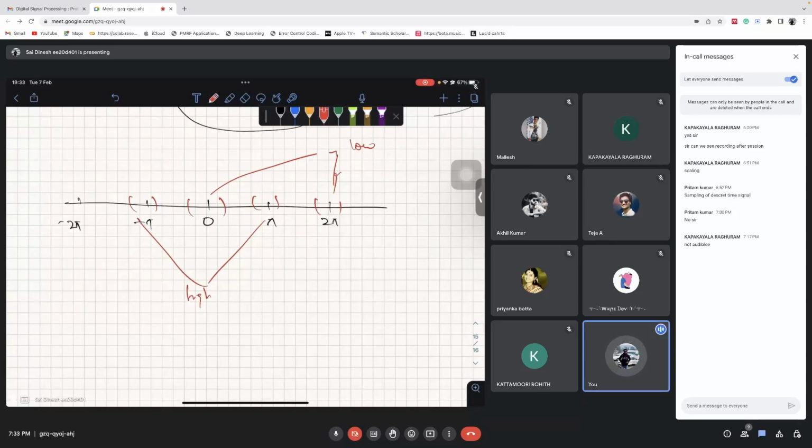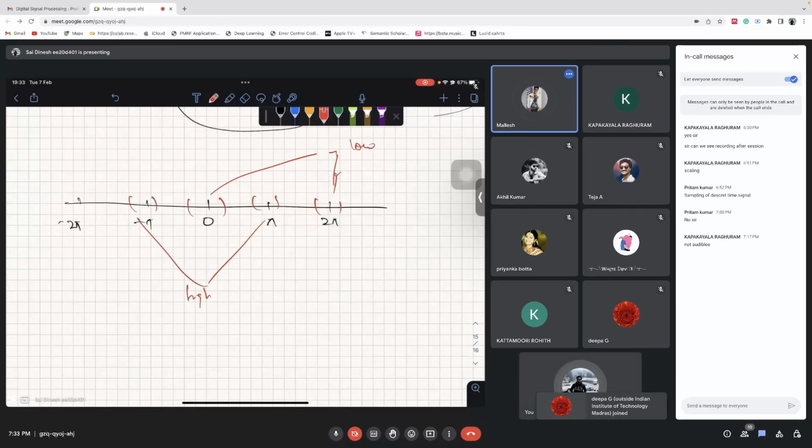Any doubts until this point? In the real case, omega naught is in the range of 0 to pi, and in the complex case we have from minus pi to pi. Is this clear? Yes, sir. Any doubts? No, sir. Anyone have any clarification? No one? Should I continue? Yes, sir. You can.